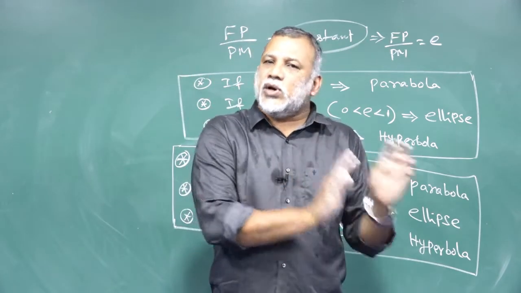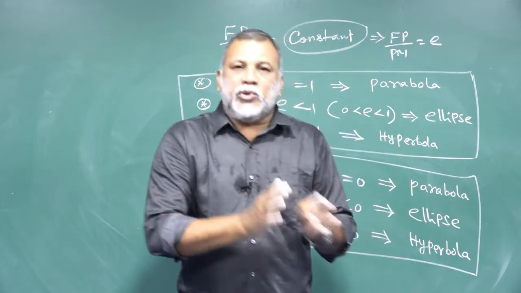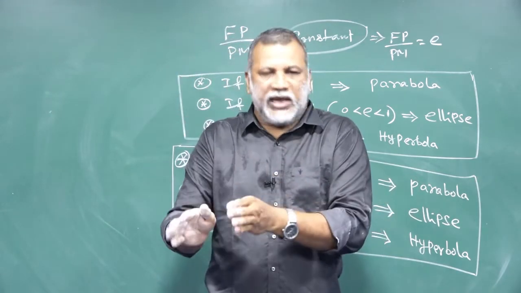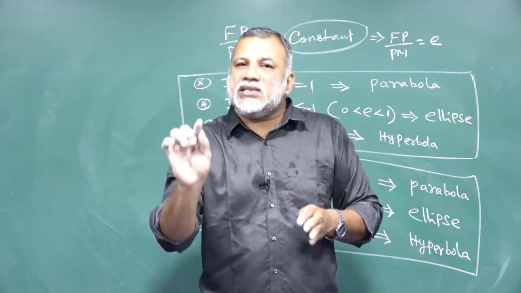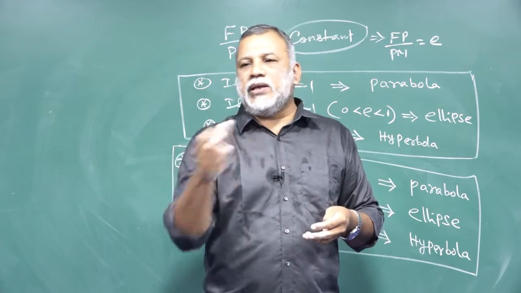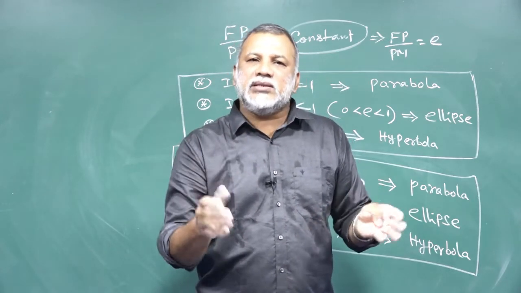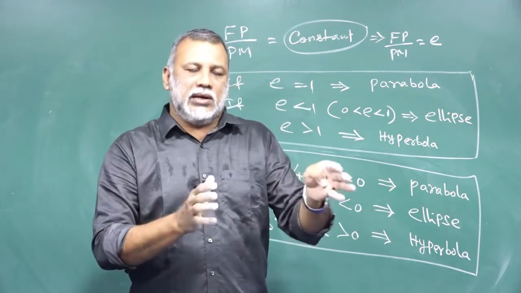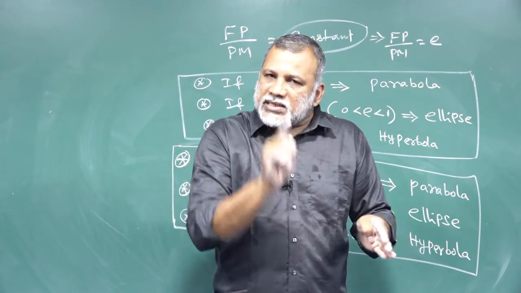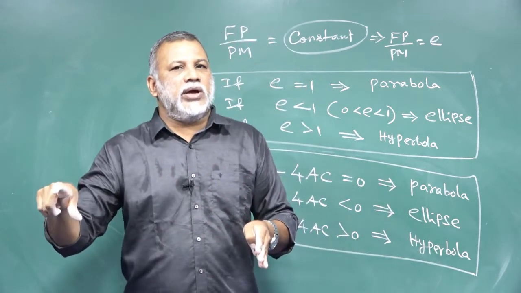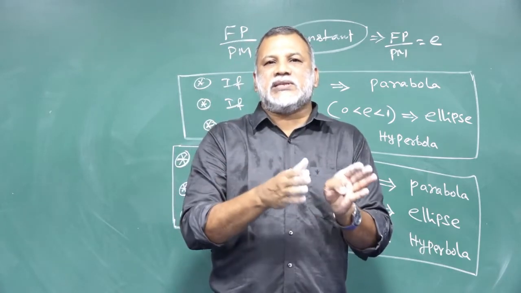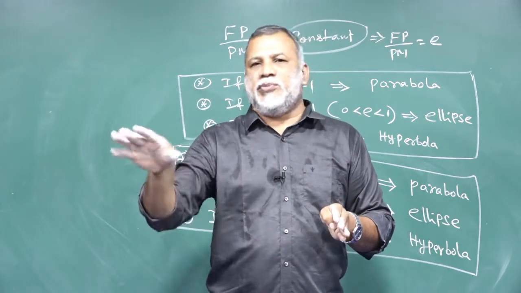What is the definition of conic? The locus of a point which moves in a plane such that the distance from a fixed point bears a constant ratio to the distance from a fixed line. That means FP by PM equal to e. That is technically called FP by PM equal to e.